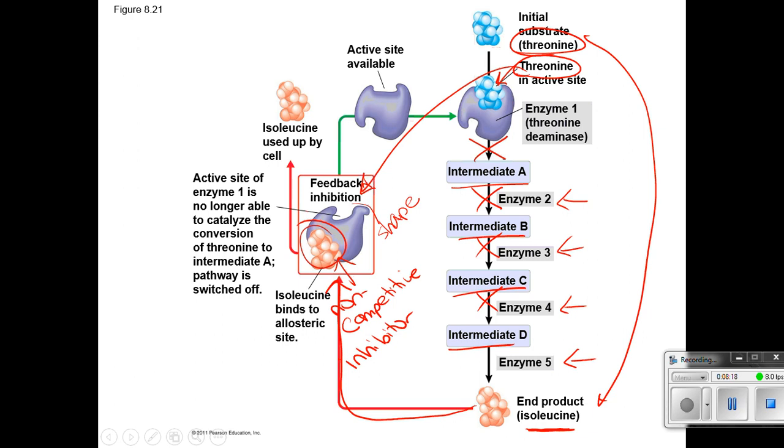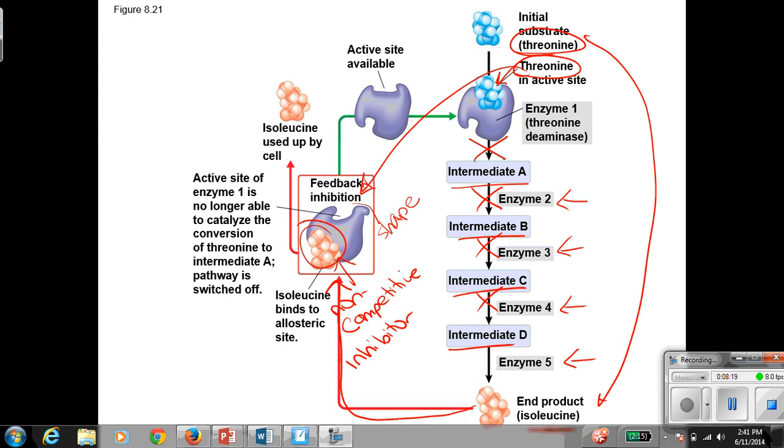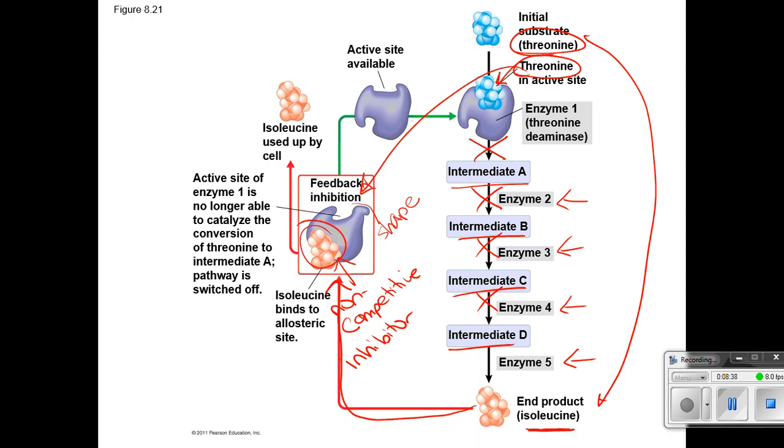Well, you may be asking yourself, why on earth would you? That's probably a really good question. Why would you want to stop it? Well, maybe you don't need to make any more isoleucine because your body has enough. Maybe it will eventually stop that. And once there's not enough of this isoleucine again, then maybe it will revert back to allowing the threonine to enter the active site. There's usually a reason for why this works.